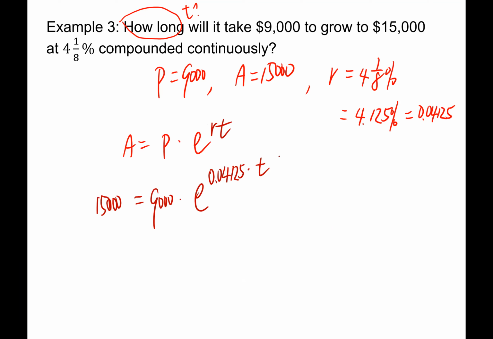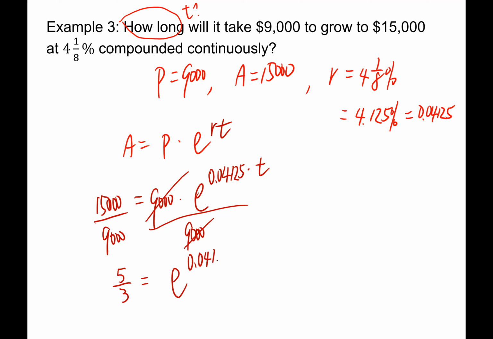And now first step, I'm dividing 9,000 from both sides of the equation. If you simplify that, 15,000 by 9,000 actually is 5/3. Right? You can simplify into a simple fraction, 5/3. Drop the zeros and then simplify further. Here we get e raised to 0.04125 times t equal to 5/3.